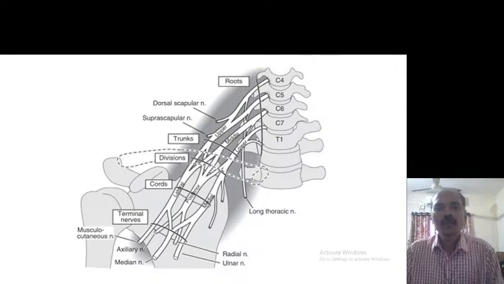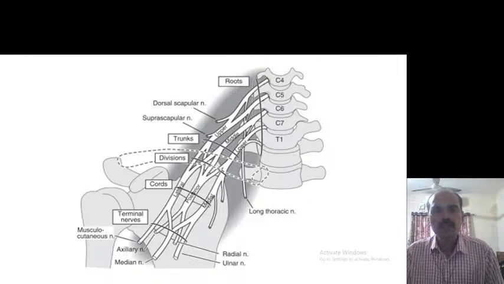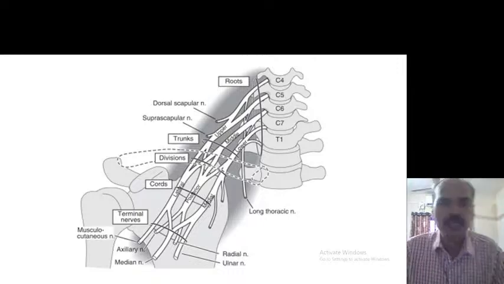Now regarding the front of the forearm, there are 8 muscles, out of which the superficial muscles are mainly supplied directly by the median nerve, but the deeper muscles are supplied indirectly by a branch of the median nerve, that is the anterior interosseous nerve, which will be supplying the deeper muscles.